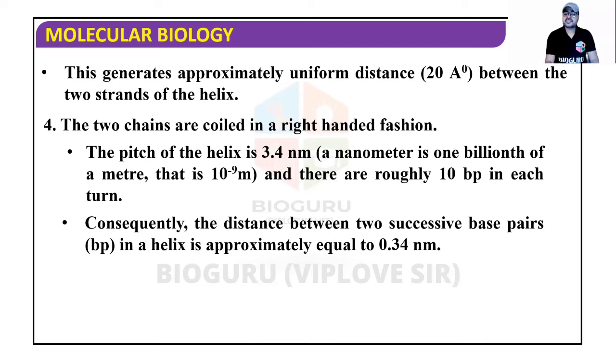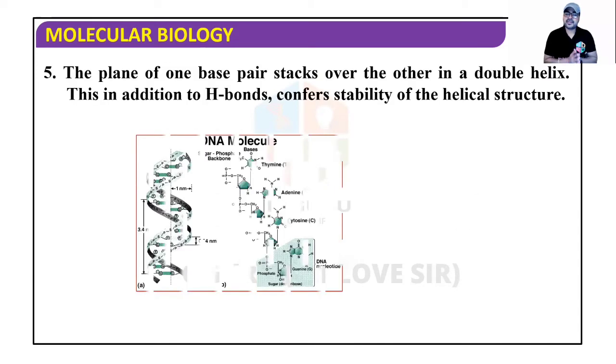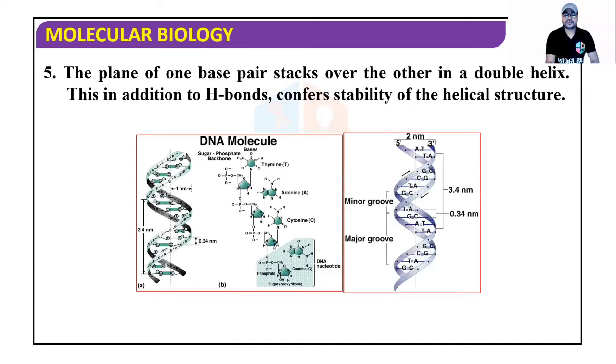Consequently, the distance between two successive base pairs in a helix is approximately equal to 0.35 nanometer. So, the plane of one base pair stacks over the other in a double helix. This, in addition to hydrogen bonds, confers stability to the helical structure. So you can see the structure, and there are some grooves, minor grooves and major grooves.